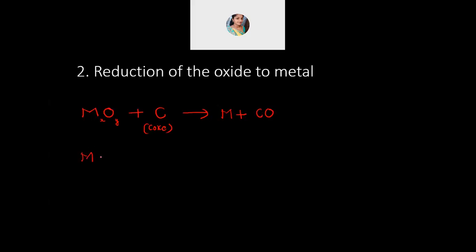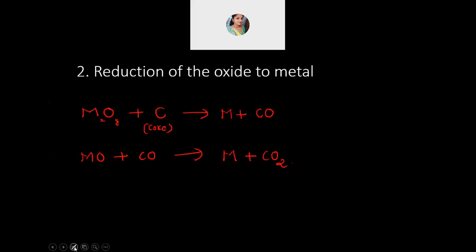In some cases, what happens? Metal oxide with the carbon monoxide, it will react. This carbon monoxide formed also will help you for the reduction. Carbon monoxide will further combine with this oxygen and it will give you this metal plus carbon dioxide. Okay. So carbon can be taken. Now anything else can be taken.